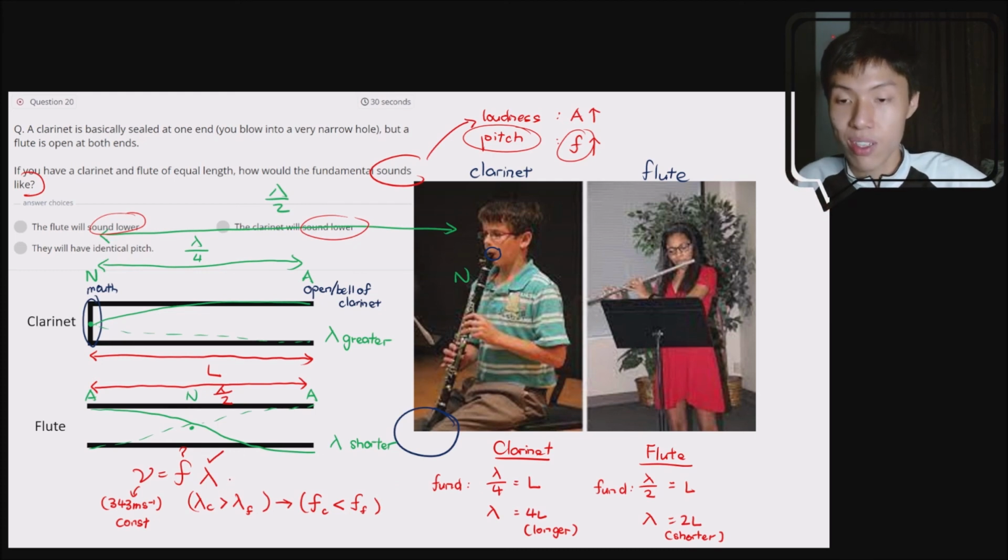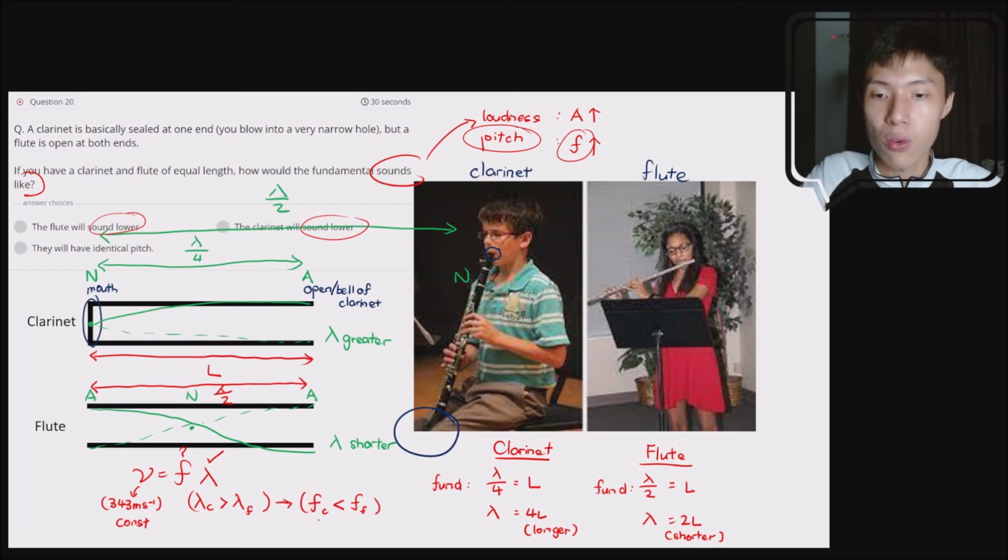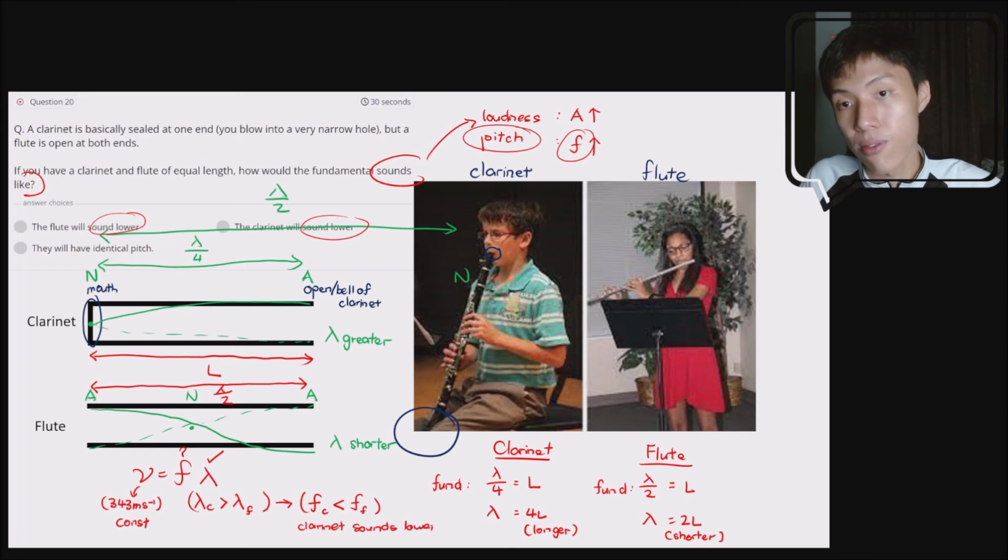You need to do the substitution yourself. If the lambda is greater, then the frequency has to go down because your v is constant. When lambda is greater, you need to bring down the frequency because your v is constant. Therefore, if your wavelength is greater, your frequency should be lower. Frequency should be lower, that means the clarinet will sound lower. Therefore, the answer is the clarinet will sound lower.